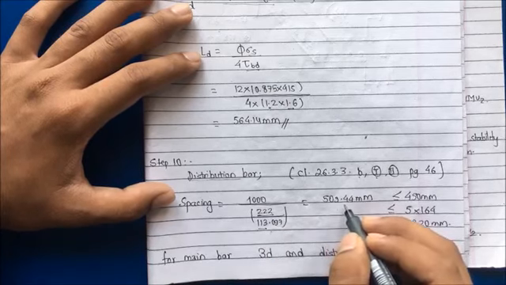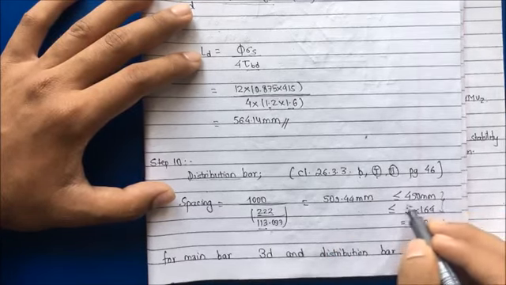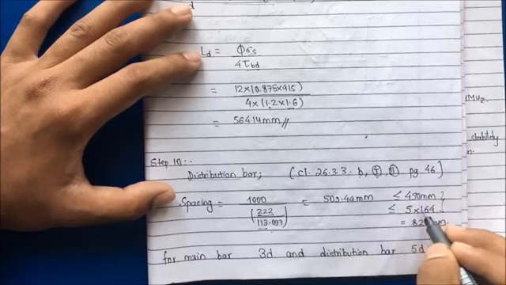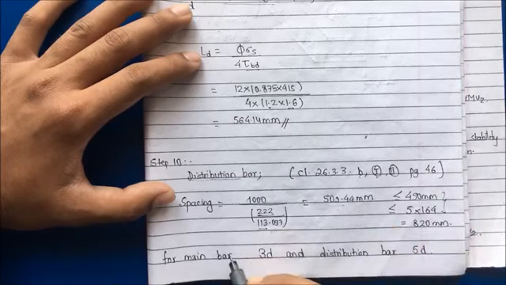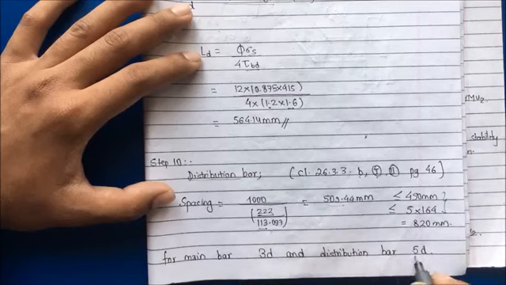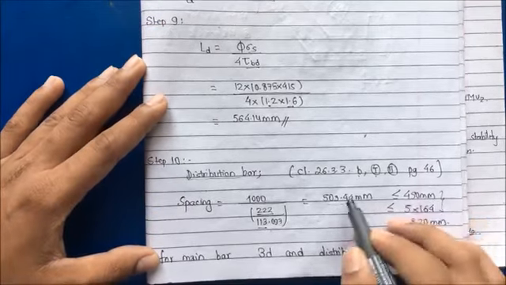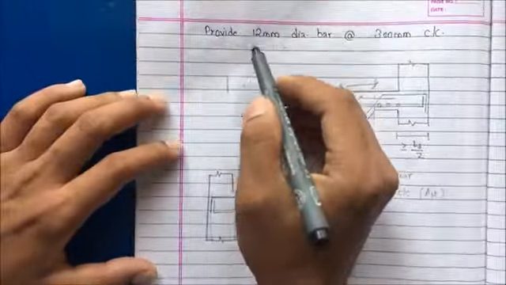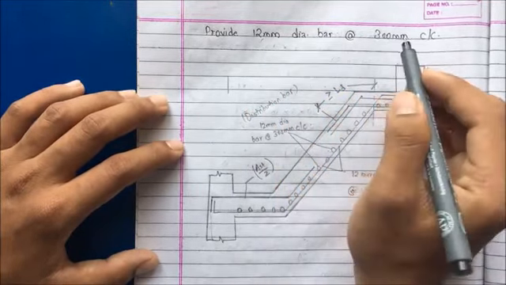So finally we get 509.44 mm, and this value should be less than these two values. This is also from the code, that is less than or equal to 450 mm and less than or equal to 5 times the effective depth, that is 164, which comes as 820 mm. And for main bar 3D and distribution bar 5D. Now we will provide a value which satisfies both of these conditions. For now this is not satisfying this condition, so let us provide the distribution bar with a suitable spacing. So provide 12 mm diameter bar at 300 mm center to center. So now this satisfies both of the conditions.